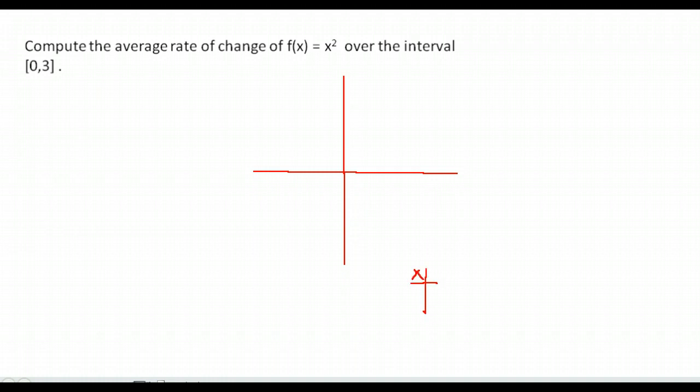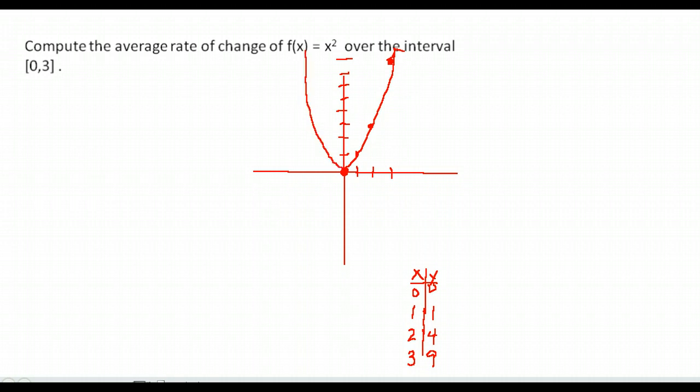So if I were to graph that, if I put 0 into the function, I get 0. 0 squared is 0. If I put 1 into the function, 1 squared is 1. If I put 2, 2 squared is 4. And if I put in 3, 3 squared is 9. So basically we have the point (0, 0), the point (1, 1), the point (2, 4), and the point (3, 9). This is just one side of our parabola. The other side would be symmetric to that, so it would look the same.